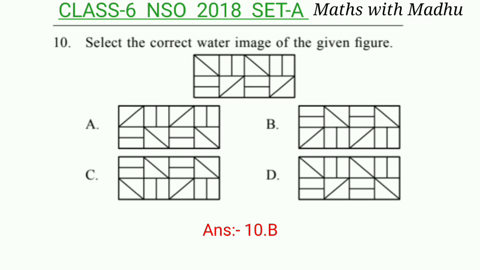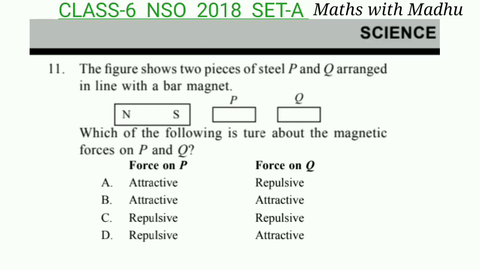Now coming to the science portion. Question number 11. The figure shows two pieces of steel P and Q arranged in line with a bar magnet. Which of the following is true about the magnetic forces on P and Q?